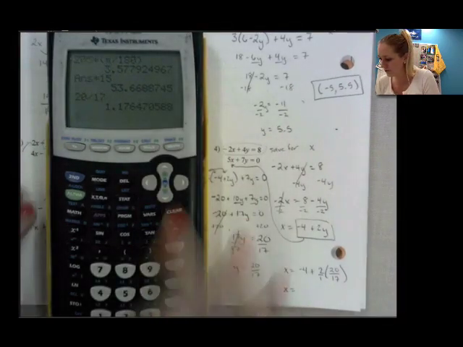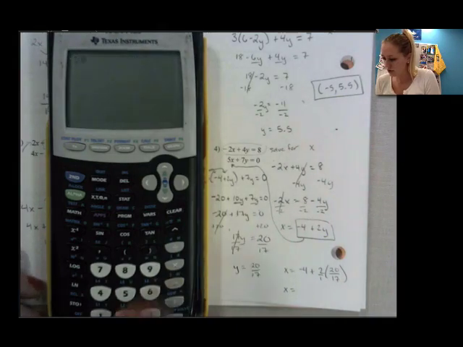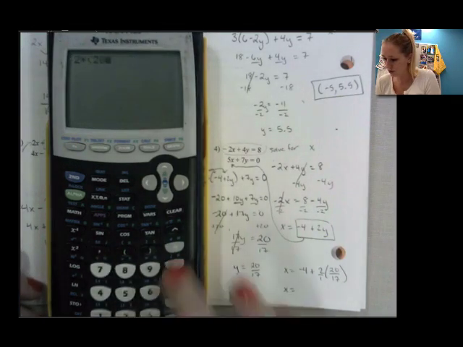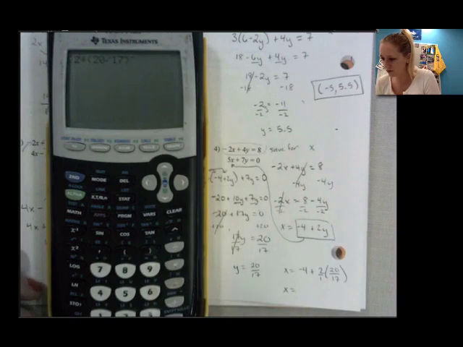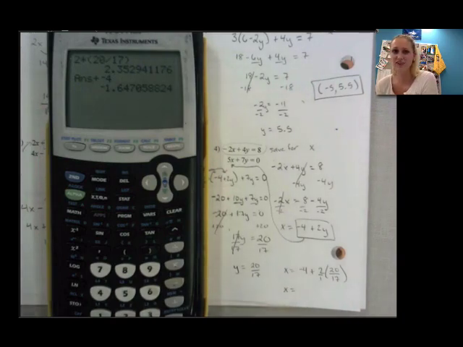So I'm going to do 2 times 20 over 17. Okay, and I do get a decimal. Now I want to add the -4 to it. So that's my answer, but notice it's a decimal that goes on forever.